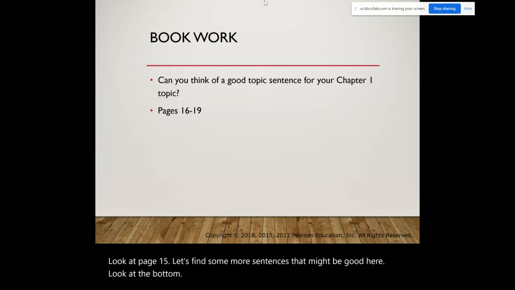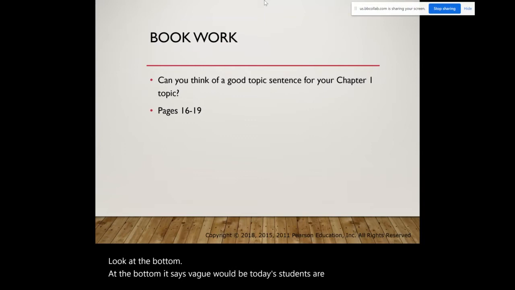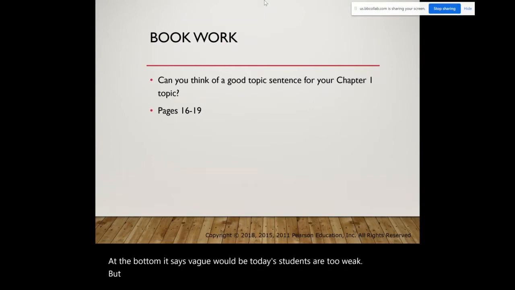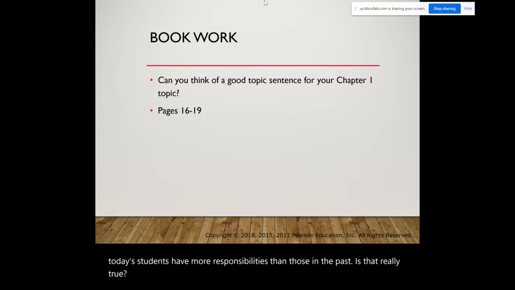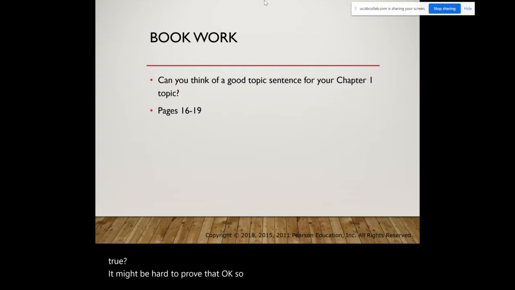At the bottom, it says "vague would be are too weak." But it's not really focused on how they're weak, so we need more there. Okay. Or "today's students have more responsibilities than those in the past." Is that really true? It might be hard to prove that. So that one might not be a sentence either.